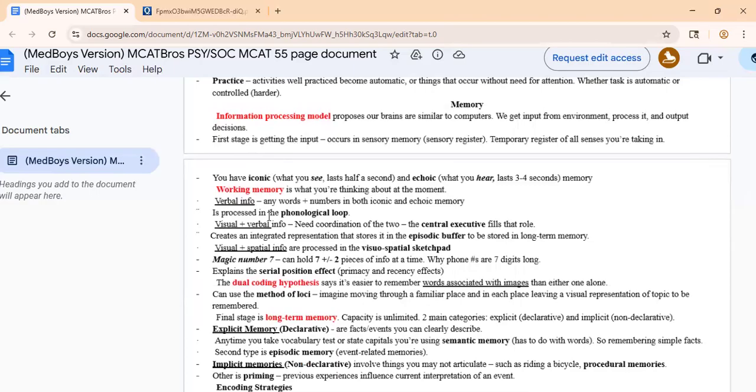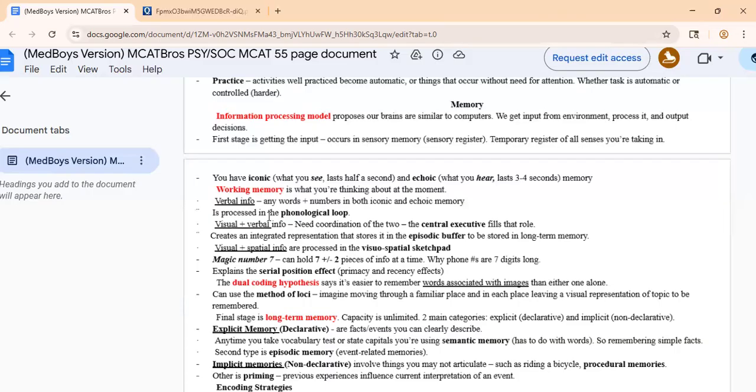So, memories. When it comes down to memories, something very important to know is that iconic is what we see and echoic is what we hear. Working memory is what you are thinking in that moment. You have to work to get that memory in a way. And it's important to know the magic number, 7 plus or minus 2, which is why you could remember a phone number really well because of 7. But if it's longer than 7, it's going to be extremely difficult.